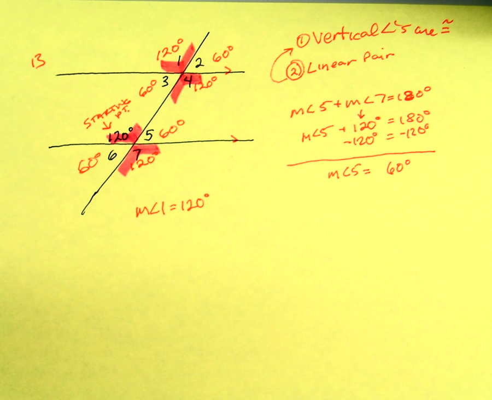So basically, if you forget about alternate interior or corresponding or any of those fancy terms, you can solve the entire picture, get all the angle values, and then you can figure it out from there.